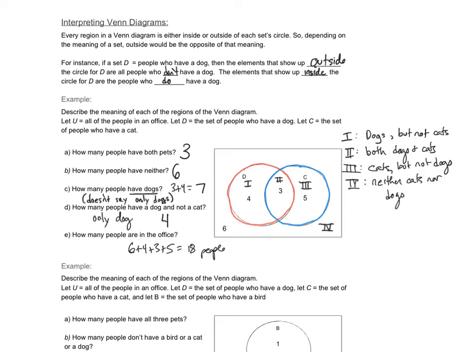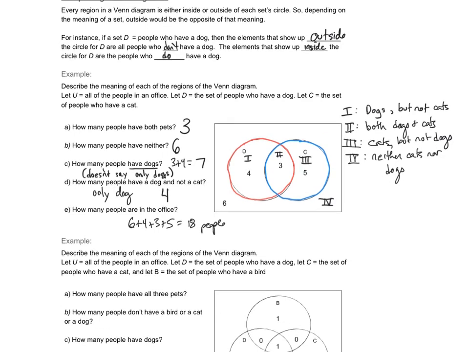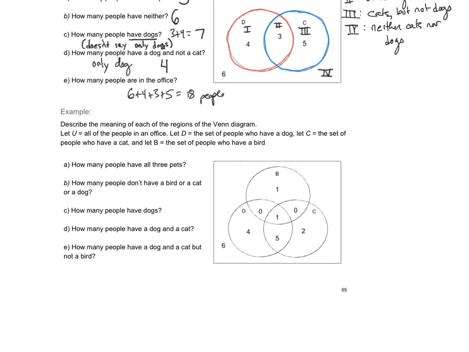Let's look at another example. This time, our example is going to show 3 circles. So we have 3 sets. So this is going to be very similar, but it will get more complicated as we get more circles. So first of all, how many people have all 3 pets? So we're looking for the region that's inside all of the circles. And that's going to be this region right here.